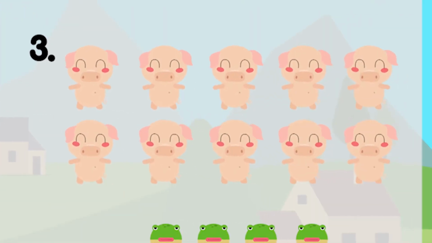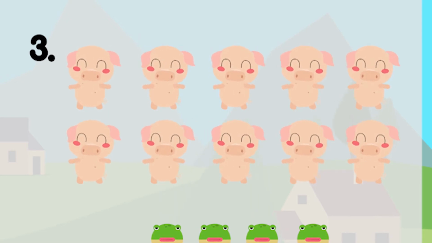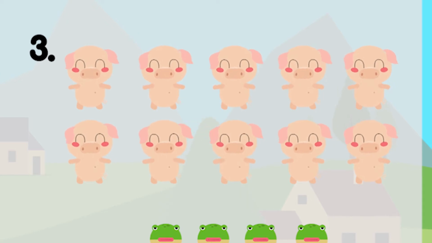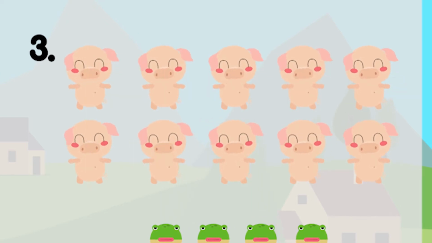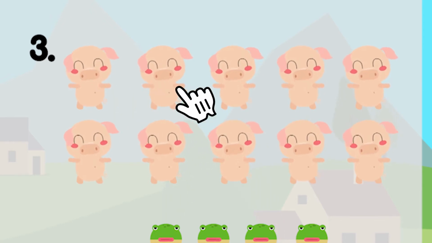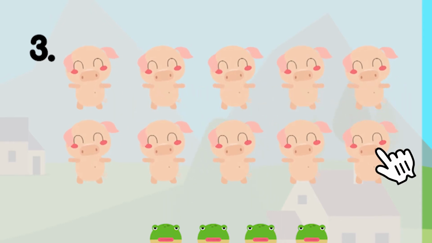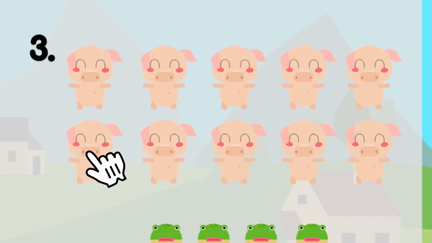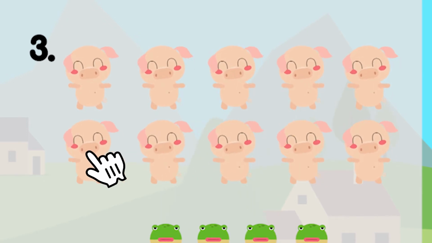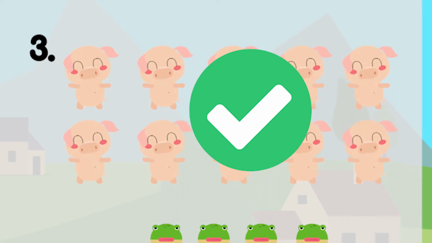Okay, moving on with our next picture. In this picture, we got a group of pigs. Is this an array? Yes, because they have the same row and column. Let's count them. 1, 2, 3, 4, 5, 6, 7, 8, 9, 10. 10 pigs. So let's check this one as well.